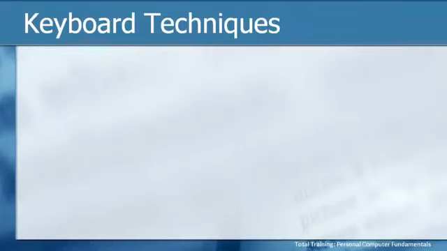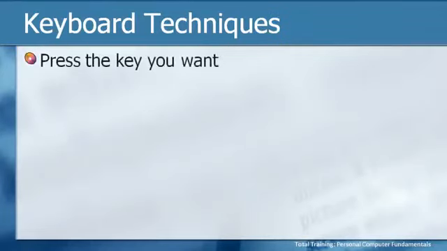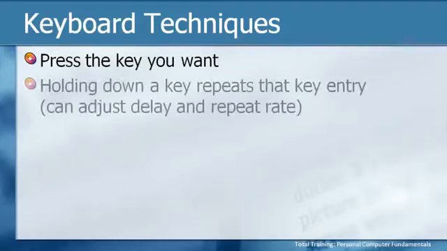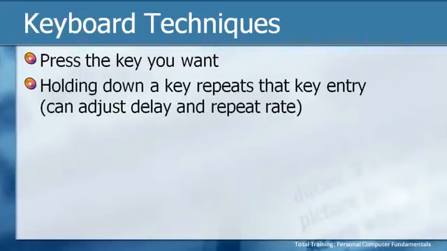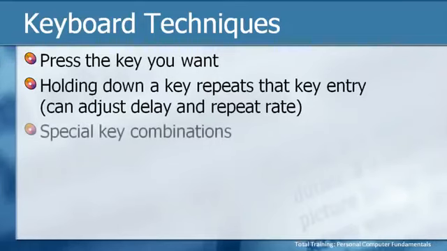So when you want to use the keyboard, what do you do? Well, I think everybody knows that we can simply press the key. So if I want to type ABC, I'll press the A key, the B key, and then the C key one at a time. What you may not have known, unless of course you happen to do it by accident, is that holding down a key repeats that key entry. Now you can adjust how long of a delay there is before it starts to repeat and then how fast it repeats. And these are some of the keyboard settings that we'll talk about in the next lesson.